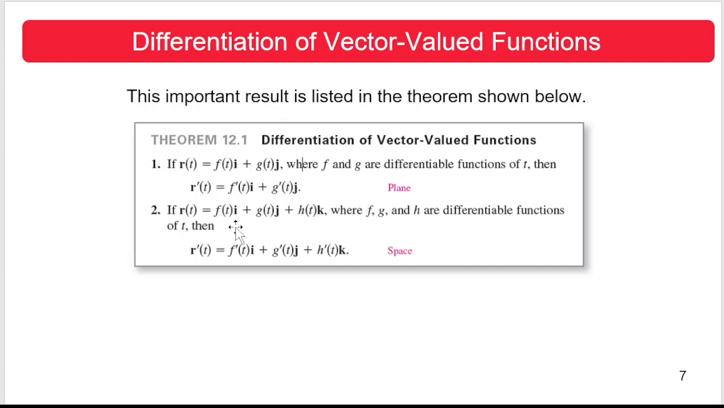Number 2: if r of t is a vector-valued function in three-dimensional space, defined as f of t i plus g of t j plus h of t k, where f, g, and h are differentiable functions of t, then the derivative of r of t, denoted by r prime of t, is equal to the derivative of its components. So we have f prime of t i plus g prime of t j plus h prime of t k.